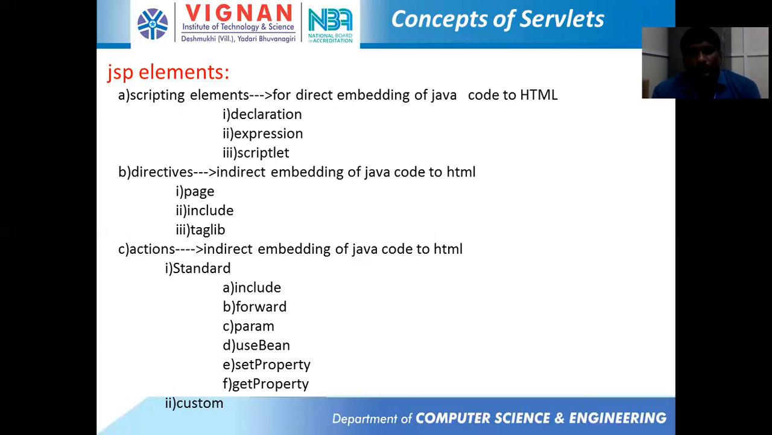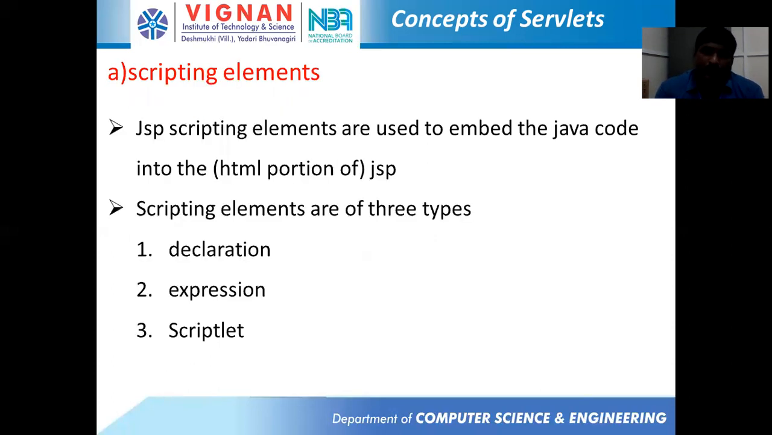So first I will take the part of scripting elements. In the scripting elements, there are three ways we can embed the Java code, direct embedding of Java code into the HTML. We'll discuss these things. The JSP scripting elements are used to embed the Java code into the HTML portion of a JSP. That's the meaning. The scripting elements are of three types, three ways we can embed: declaration, expression, scriptlet.